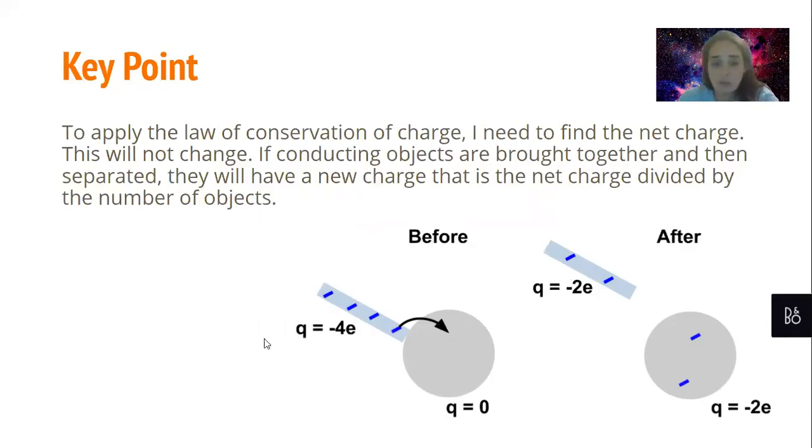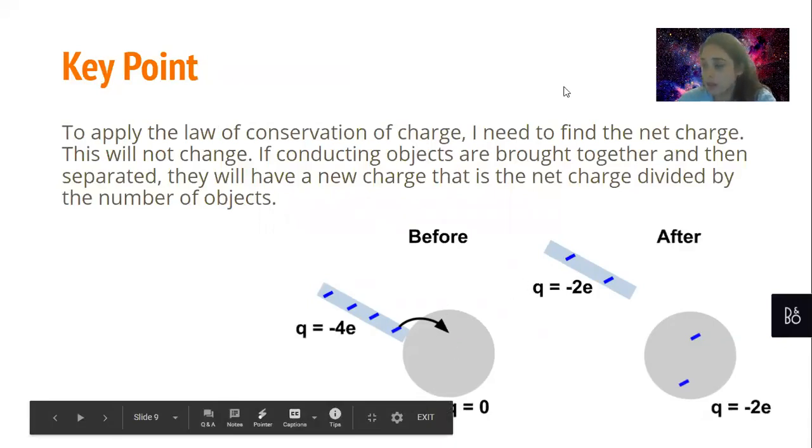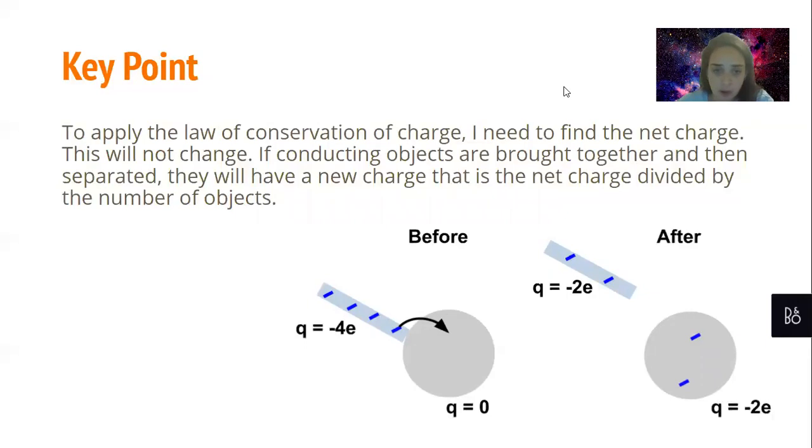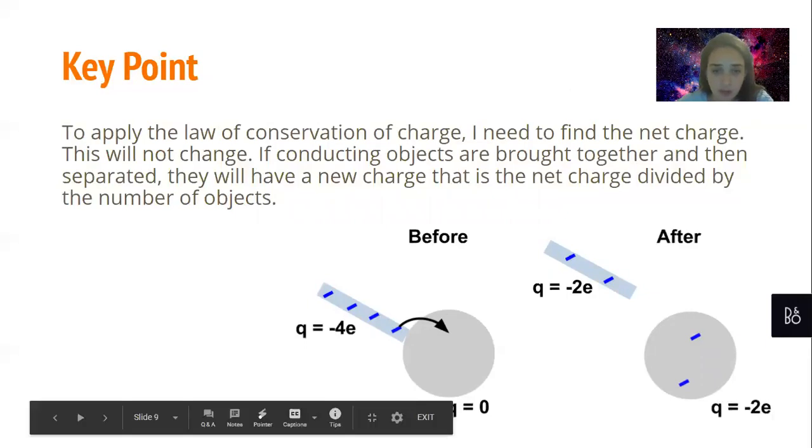So to make that a little clearer, over here we have this object where this rod has a -4 charge. And then over here, this object has a charge of 0. So this is before and then after. They touch and then they're separated, and then the charge gets equally divided into both. Okay, so this is really important.